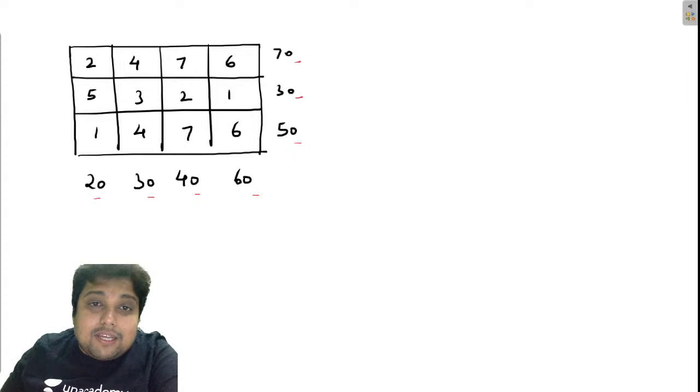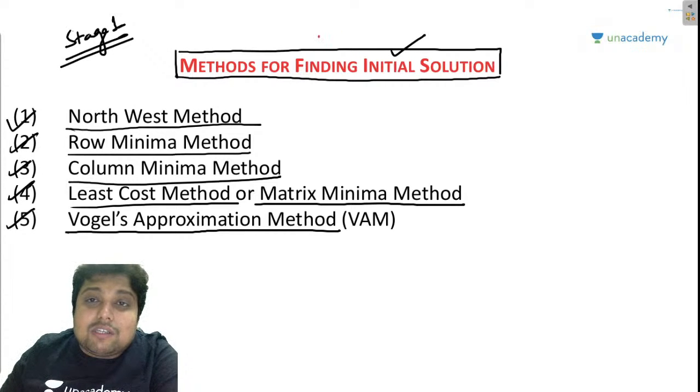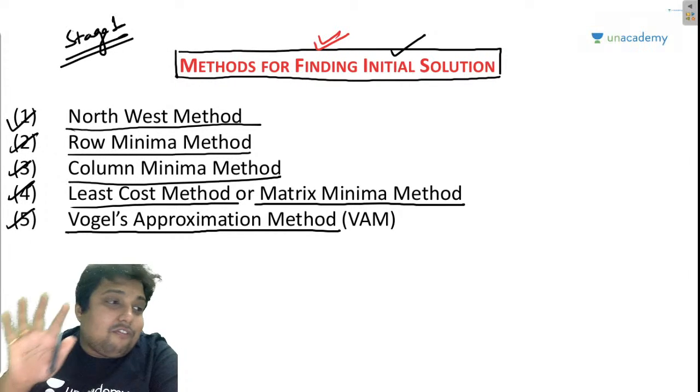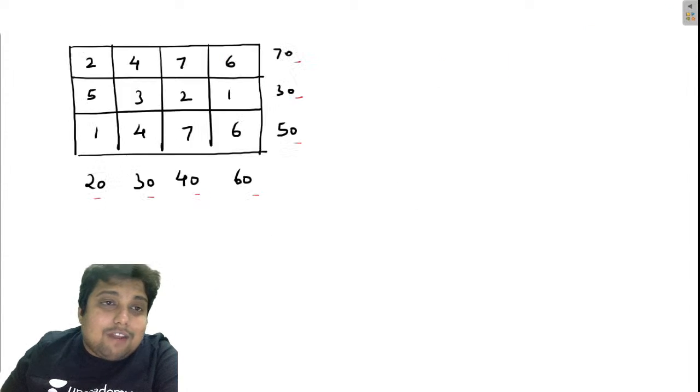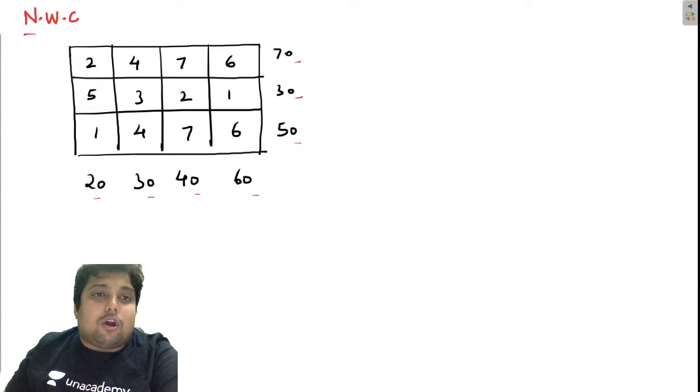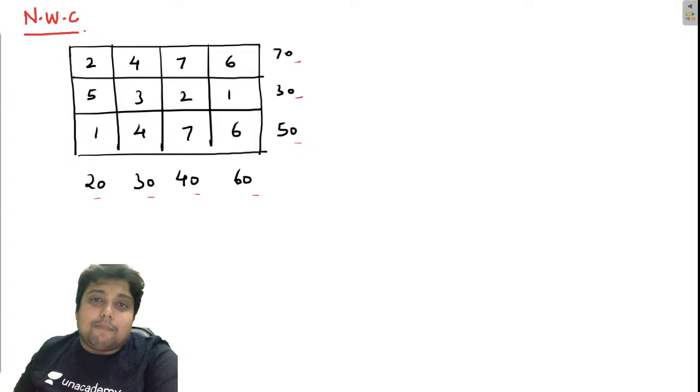Moving on means finding the initial feasible solution, and for that I have 5 methods: northwest corner, row minima, column minima, least cost, and Vogel approximation. So now I will first be using the northwest corner method. How to use the method, okay?